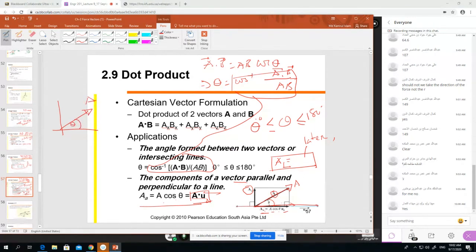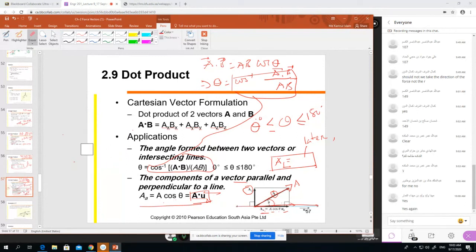If you have a vector with angle theta, the component of the vector in this direction is equal to the unit vector in this direction. Suppose the axis has a unit vector ua in this direction, and the vector name is A. It is very simple: vector A dot ua. All right, this is the formula for the component of a vector. This is very important, so I repeat it for you.